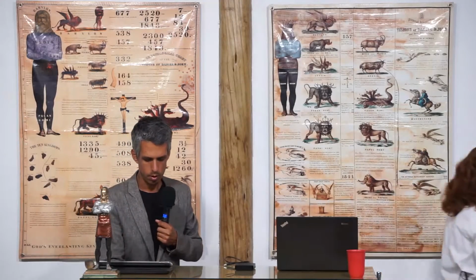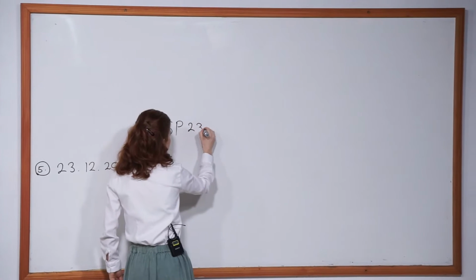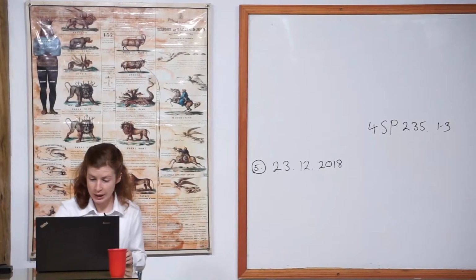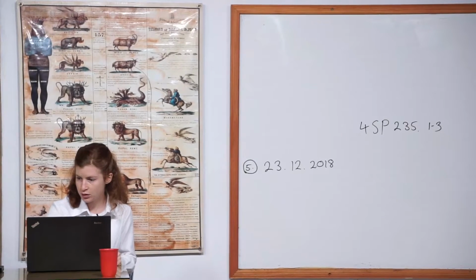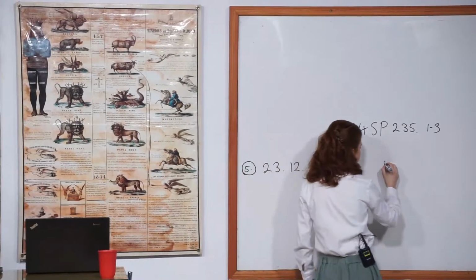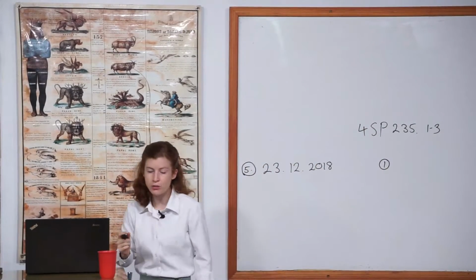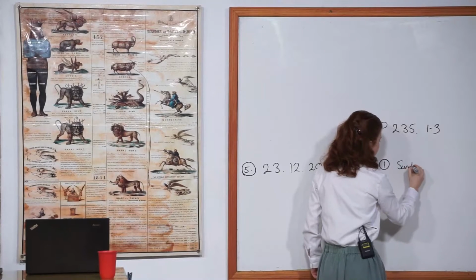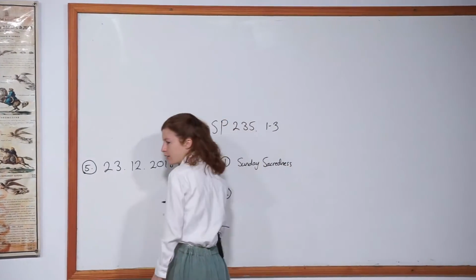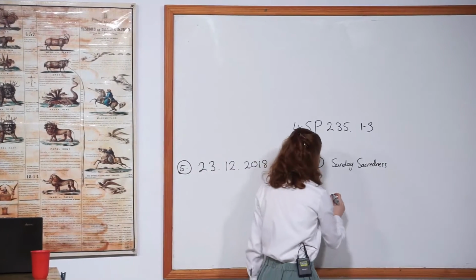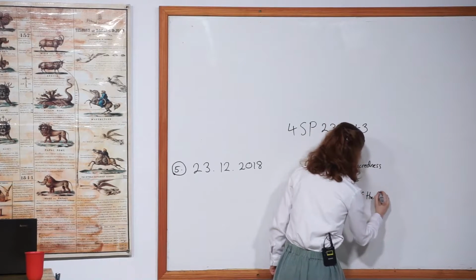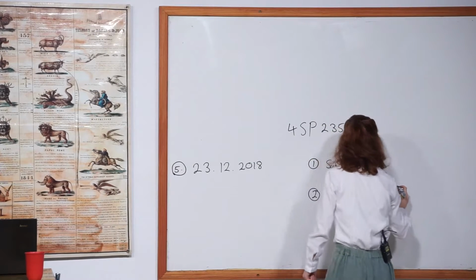In 4SP 235, paragraph 1 to 3, she lists 3 deceptions of Satan through the Catholic Church. The first one is Sunday sacredness. The second one is the immortality of the soul. What you could say is spiritualism.